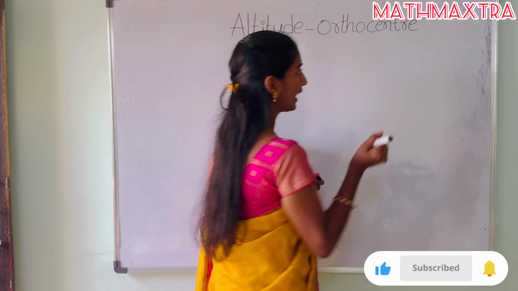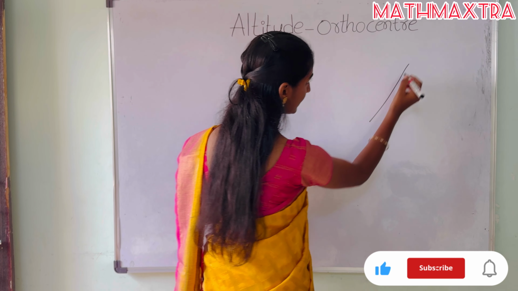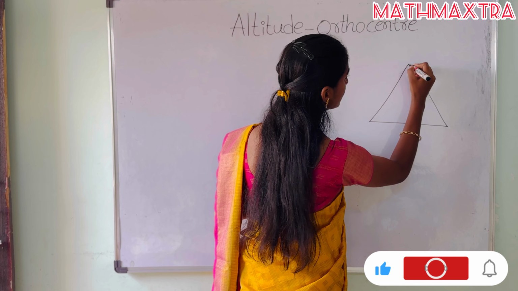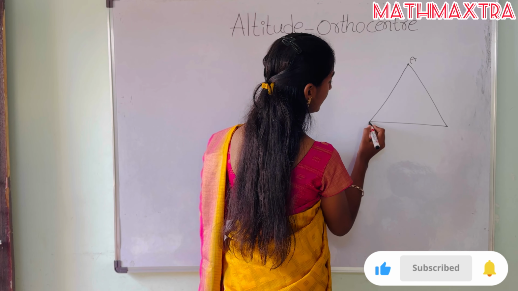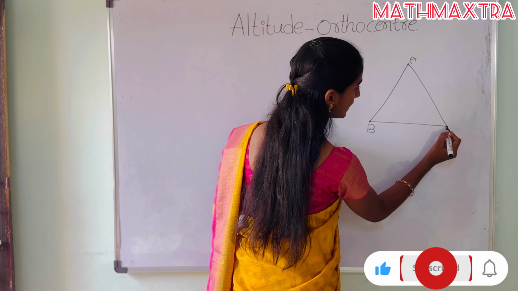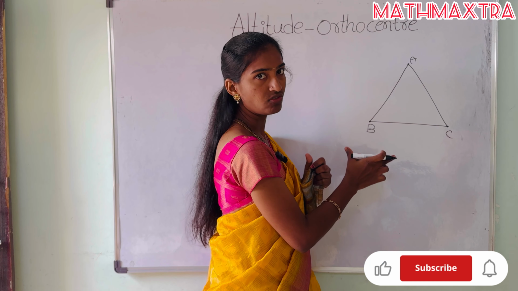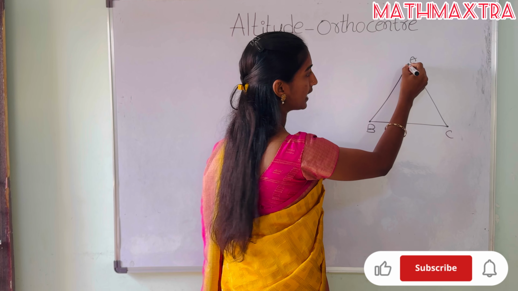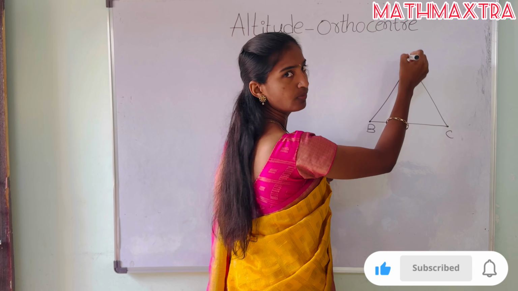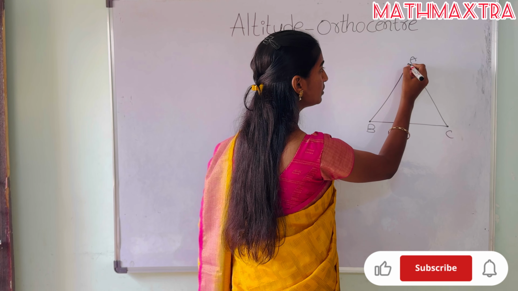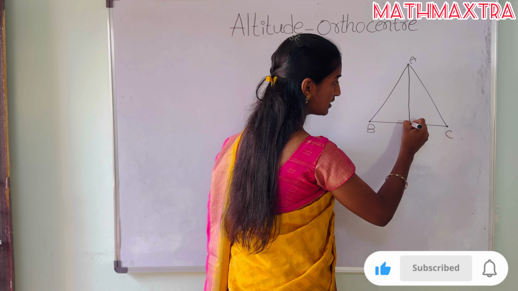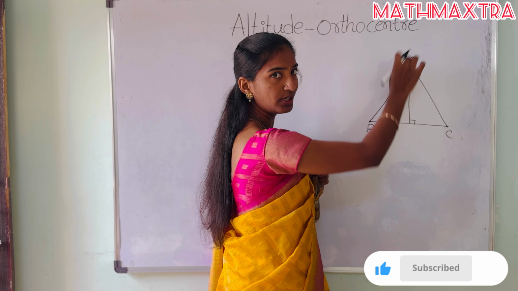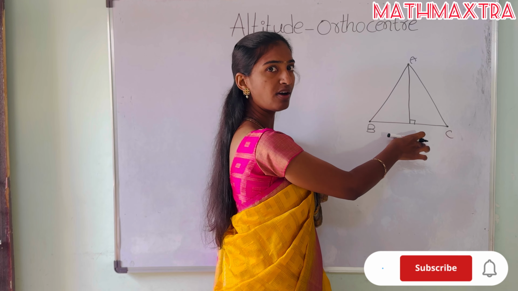See, you take one triangle. So this is a triangle. In this, A, B, C, these three are vertices of the triangle. If you draw a perpendicular through a vertex, so this is the vertex, we are drawing a perpendicular through this vertex to the opposite side.